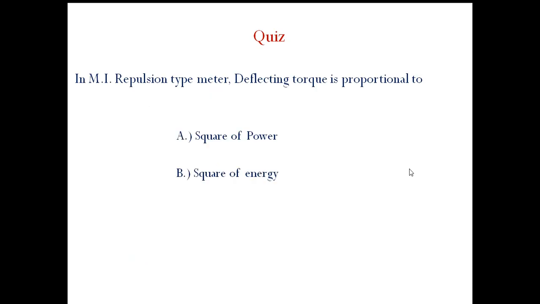In moving iron repulsion type meter, deflecting torque is proportional to option A, square of power; option B, square of energy; option C, square of voltage; option D, square of current. Just now we have derived the expression: TD is directly proportional to the square of current, half I square dL by d theta. So TD is directly proportional to I square.